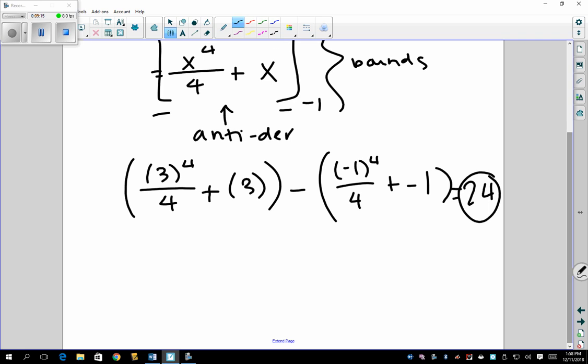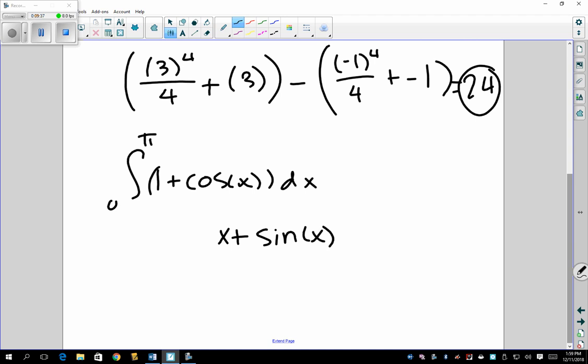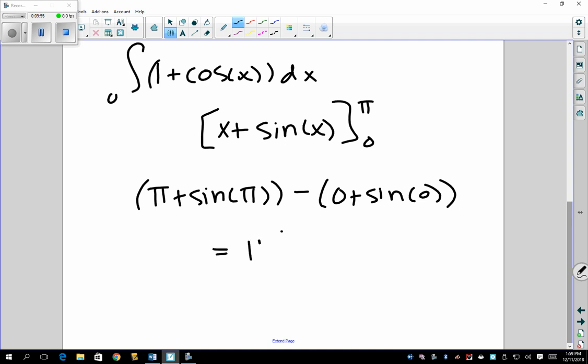Another example is if we take the integral from 0 to pi of 1 plus cosine x dx. First I need to find the antiderivative. The antiderivative of 1 is x, and the antiderivative of cosine is sine x. Then I'm going to evaluate that from 0 to pi. I'm going to plug in pi wherever I see x, so pi plus sine of pi minus 0 plus sine of 0. And this ends up just being pi.